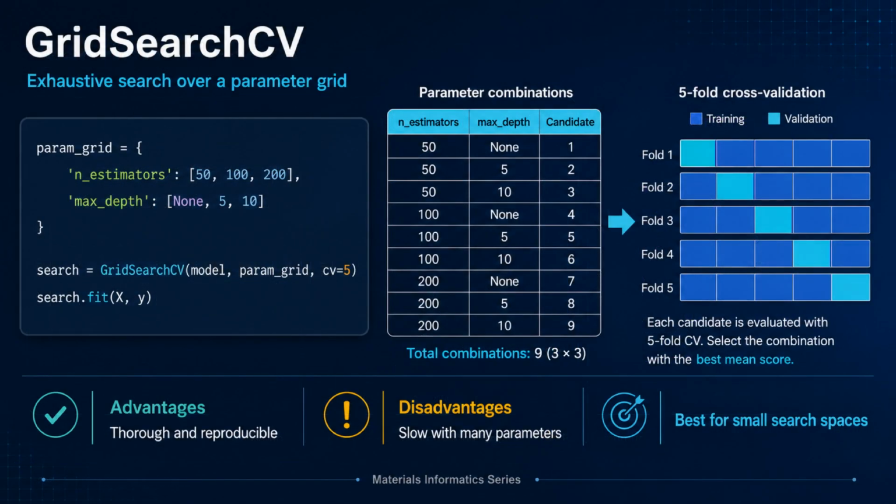Grid Search CV tests all combinations in a parameter grid. Define a dictionary with parameter names and lists of values to try. Wrap your model with Grid Search CV specifying scoring and CV folds. After fitting, access best params and best score. This is thorough but slow. Multiple parameters with several values each means many combinations times CV folds.